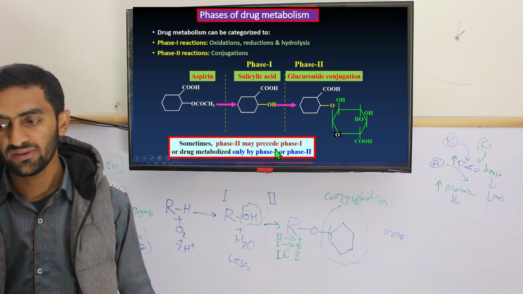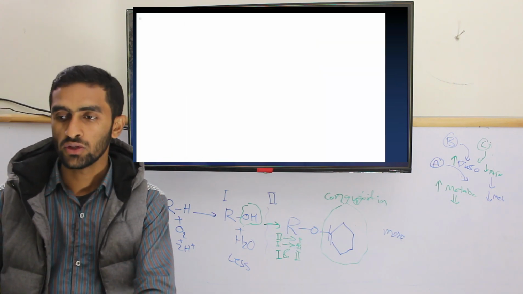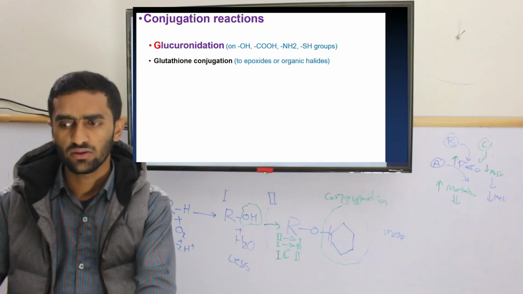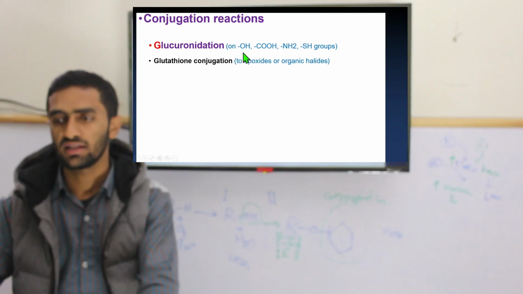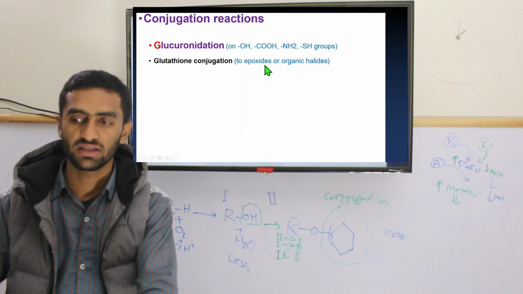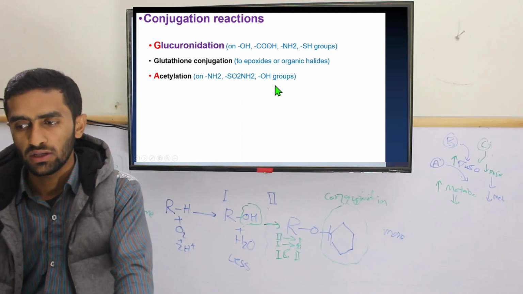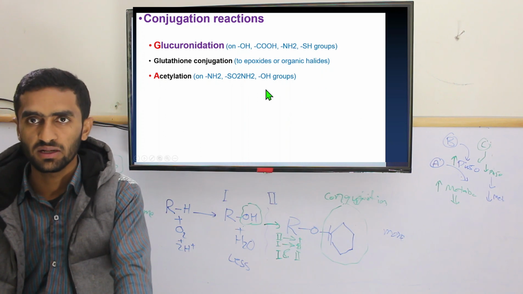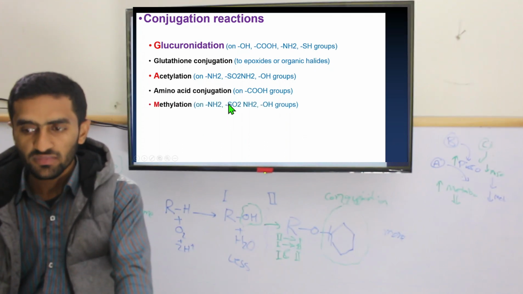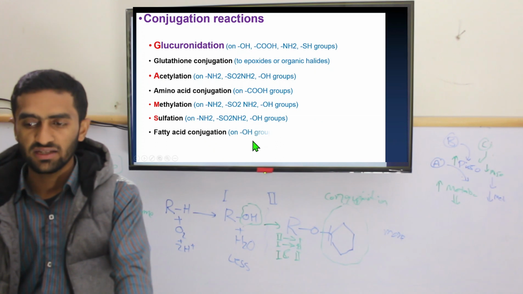Sometimes phase 2 may precede phase 1. As I mentioned, some drugs are metabolized only by phase 1, and some only by phase 2. Now you can see some conjugation reactions. Two very important ones are glucuronidation and glutathione conjugation. Glucuronidation occurs if groups like OH, COOH, or NH2 are present. Glutathione conjugation is for epoxides and organic halides. Acetylation is for NH2, SO2NH2, or OH groups. For amino acid conjugation, COOH should be present. For methylation, NH2, SH, or OH groups should be present. Then there is sulfation. These are some common examples.